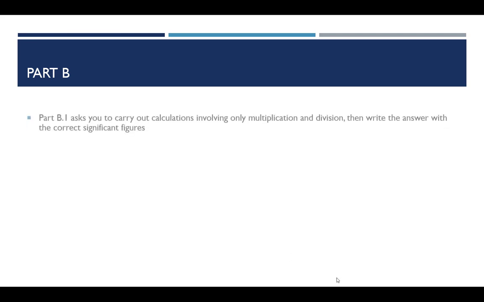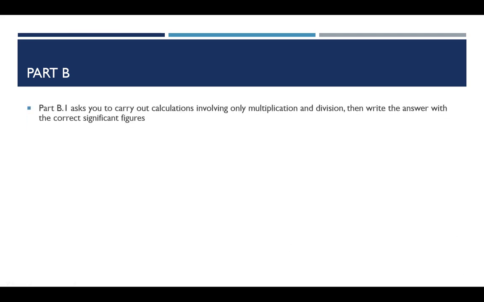Let's go ahead and take a look at part B. You want to go ahead at this point and answer the questions in the pre-lab questions that you feel able to answer. Now let's talk about part B1. First it asks you to carry out calculations with only multiplication and division, and then write the answer with the correct number of significant figures.